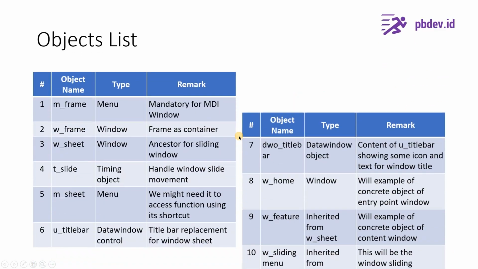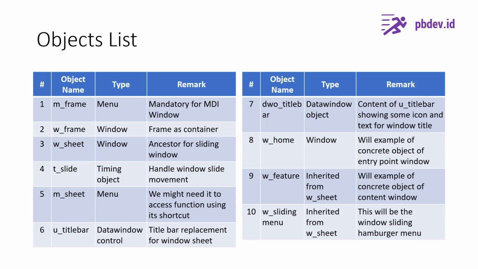And after we see the object layout, we will see the object list that we will be creating. We have about 10 objects. Start with m_frame with object type menu, because it's mandatory for an MDI window. We have w_frame, w_sheet, t_slide, a timing object that resides in the w_sheet window. We will also have m_sheet, u_titlebar.